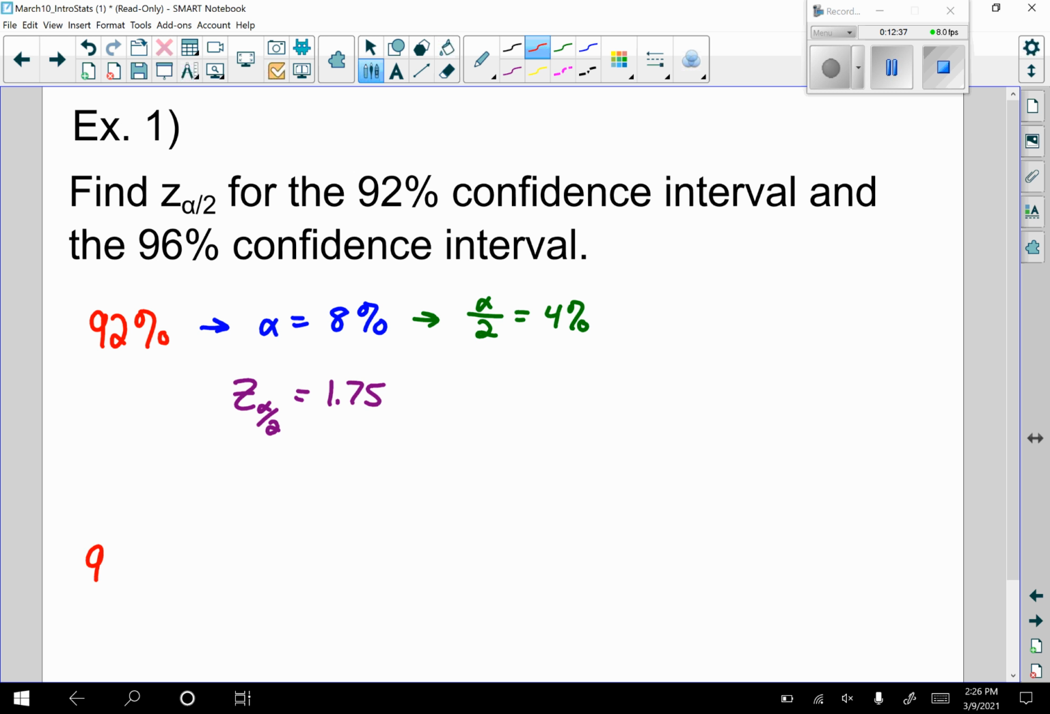You guys go ahead and try this for 96%. We don't necessarily need the sketch of the curve anymore. Pause the video to fill this out and then resume playing. So here alpha should equal 4%, which means alpha over 2 should equal 2%, and then z sub alpha over 2: if we go to menu 553 and type in 0.02, we should be getting a 2.05.